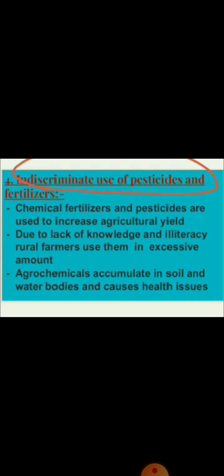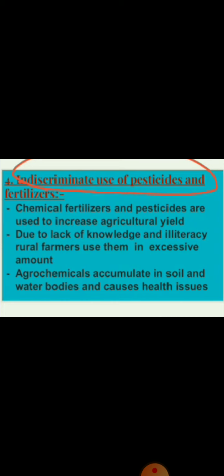We have seen such a case in Maharashtra in Yavatmal district, where more than 20 farmers lost their lives as they had not taken proper precautions while spraying pesticides. The excess agrochemicals, pesticides and fertilizers accumulate in the uppermost layer of the soil, and they also accumulate in water bodies and cause various health hazards and environmental issues like eutrophication.